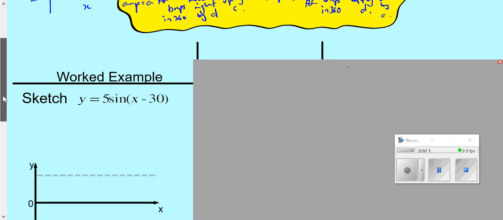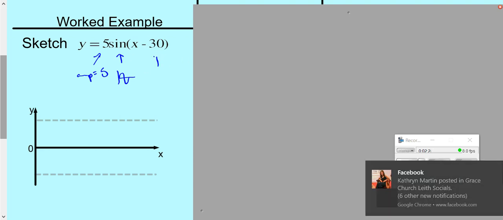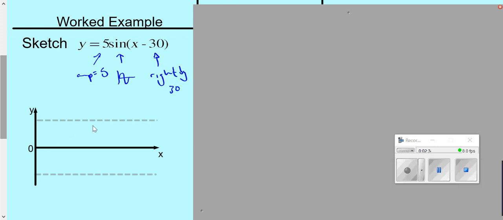So again, I've kind of taken that principle of having 2 here. So I've got an amplitude of 5. I know that my sine graph looks like this. X minus 30. Now I normally think of minus going to the left. I remember that it's going to go the opposite way, so it's going to be a move to the right by 30.